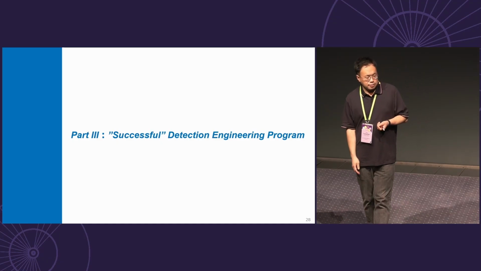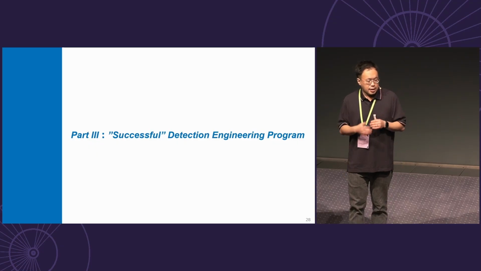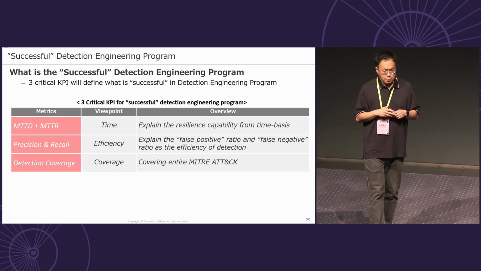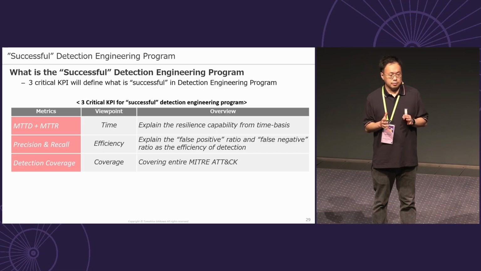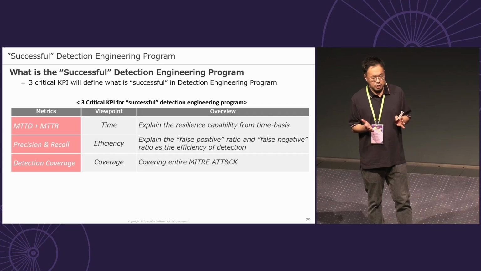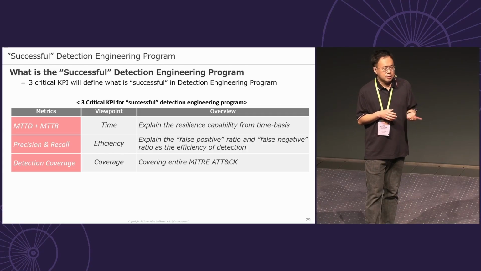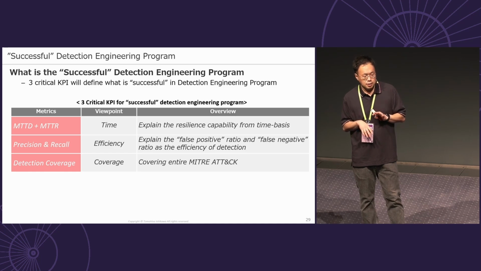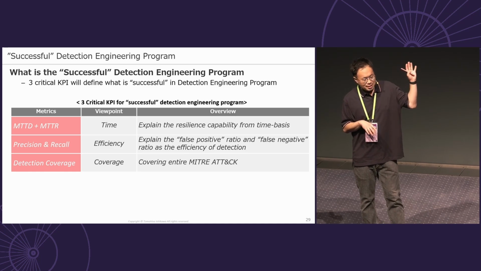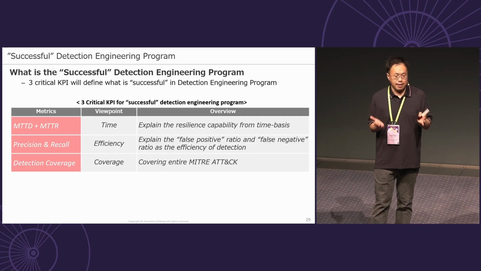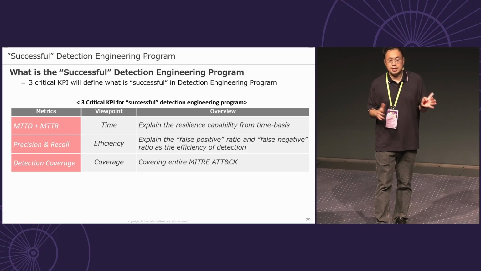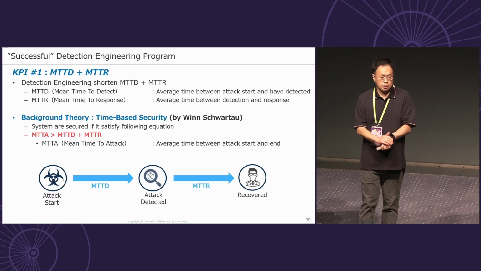So lastly, I'd like to talk a little bit about a successful detection engineering program. When we say a successful detection engineering program, there are 3 critical KPIs, which are MTTD and MTTR, precision and recall, and detection coverage. MTTD and MTTR, we'll explain later, but this is the viewpoint of time. Precision and recall is the efficiency, and detection coverage is the coverage. We'd like to touch on them one by one.